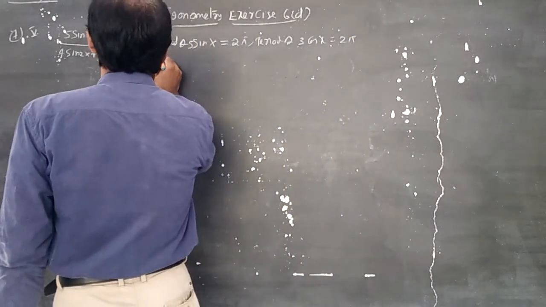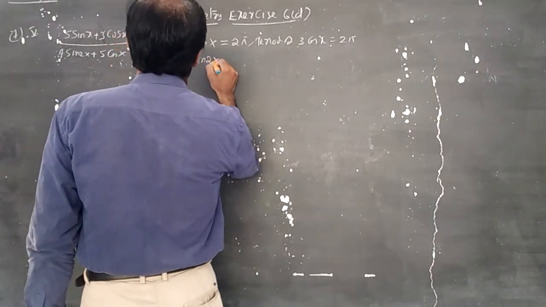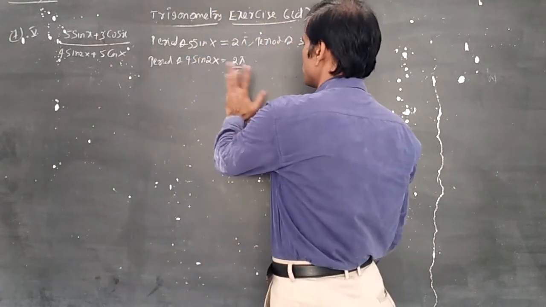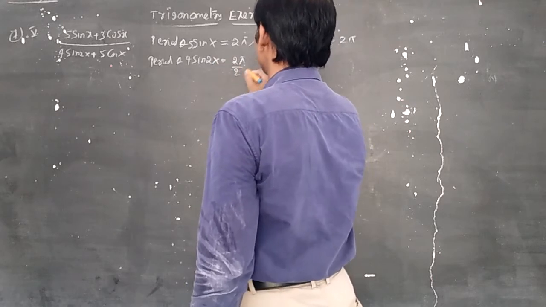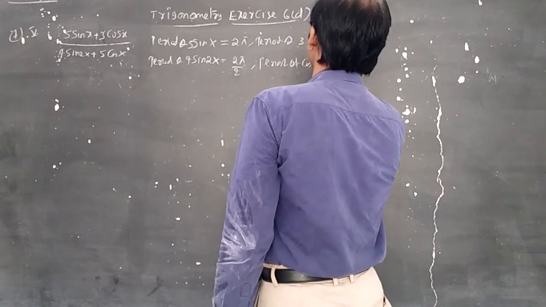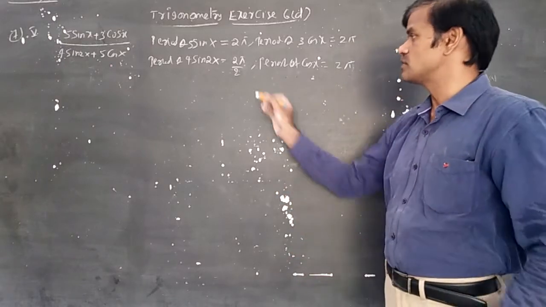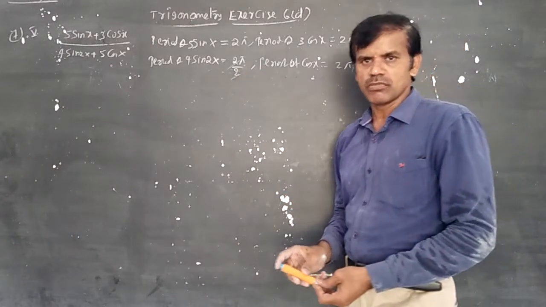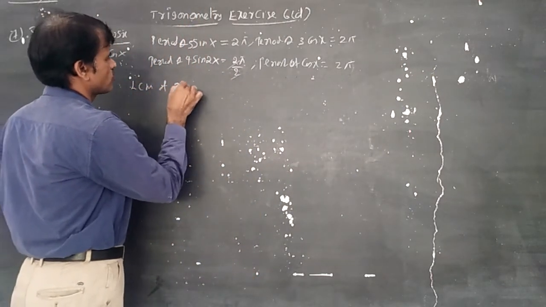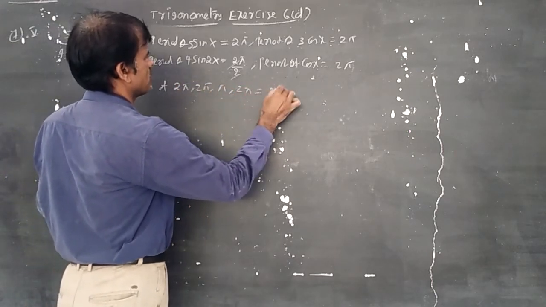Next, the period of 4 sin 2x. In 4 sin 2x, the coefficient of x is 2. So write here 2 pi by 2, because sin 2x is there. Next one, the period of cos x is equal to 2 pi. So 2 pi terms are there and only one pi is there. Of course, LCM is the larger number. So like this you should write: LCM of 2 pi comma 2 pi comma pi comma 2 pi is equal to 2 pi.